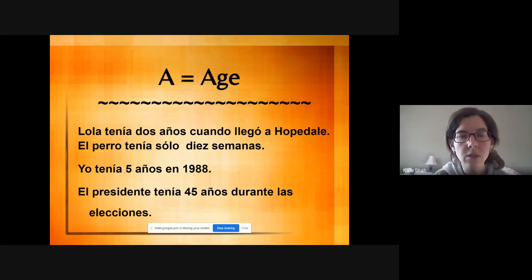Yo tenía 5 años en 1988. I was 5 years old in 1988. That's a true story. It was a good time.